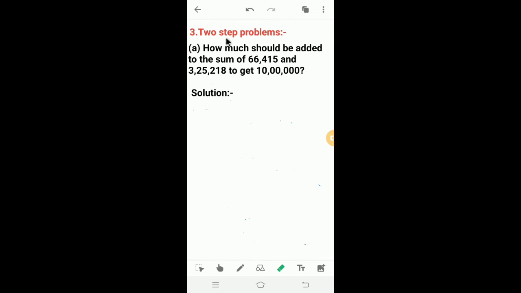Let's solve two-step problems. How much should be added to the sum of 66,415 and 3,25,218 to get 10 lakh? Here we have to find out how much should be added to the sum of 66,415 and 3,25,218 to get 10 lakh. Let's see the solution.